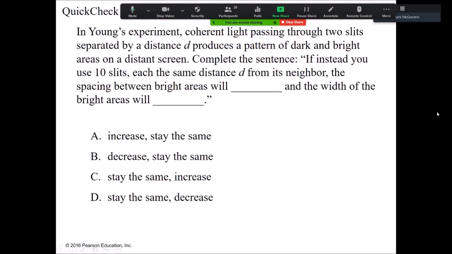Anyway, all right, we got our Young experiment. Now, if we say Young experiment, the implication is it's a 2-slit interference pattern, right? Coherent light passes through 2 slits separated by a distance d. That's redundant. Produce a pattern of dark and bright fringes. Awesome. Complete the sentence. If you instead use 10 slits, each the same distance from its neighbor, is that grammatically correct? Maybe, but that sounds terrible. That's a terrible sentence. If instead you use 10 slits, each the same.